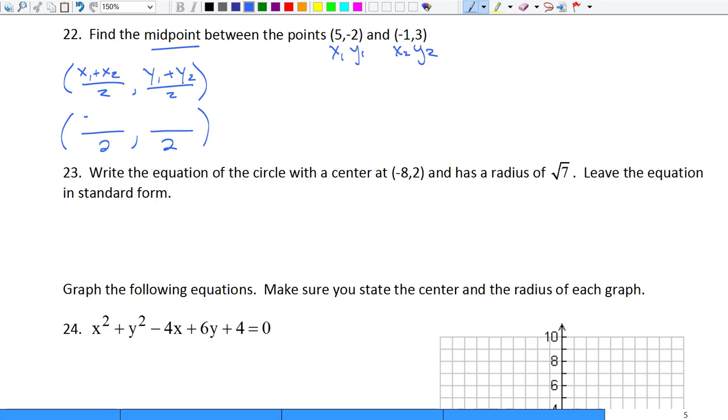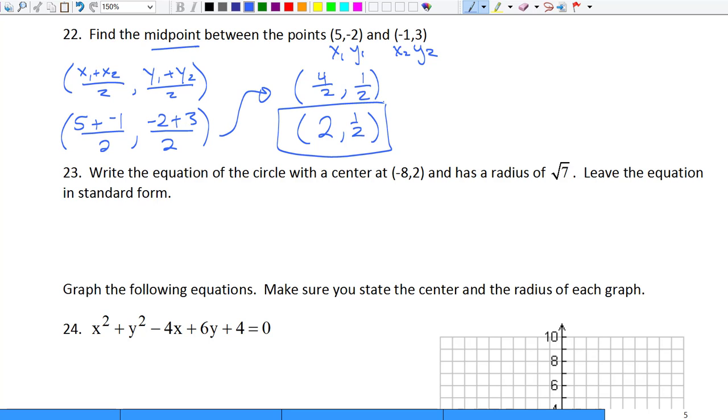So x1 is 5, plus x2 is negative 1 over 2. And then I have y1, which is negative 2, plus y2, which is 3. So I have 5 plus a negative 1, that's 4 over 2. Negative 2 plus 3, that's 1, 1 over 2. And 4 halves reduces to 2. 1 half can't reduce, so my midpoint is 2 comma a half.